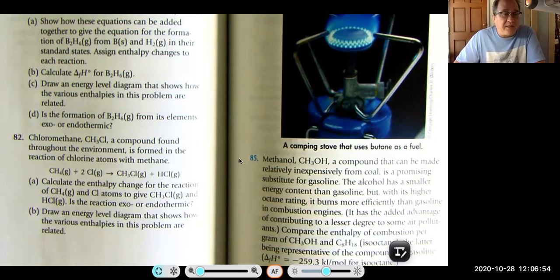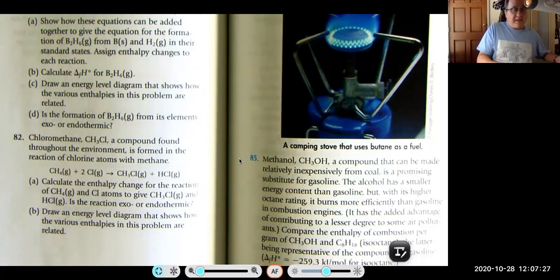Okay, so chloromethane, CH3Cl, a compound found throughout the environment, is formed in the reaction of chlorine atoms with methane. Calculate the enthalpy change for the reaction of CH4 gas and chlorine atoms, presumably gas, to give CH3Cl gas and HCl gas. Is the reaction exothermic or endothermic? And then draw an energy level diagram that shows how the various enthalpies in this problem are related.